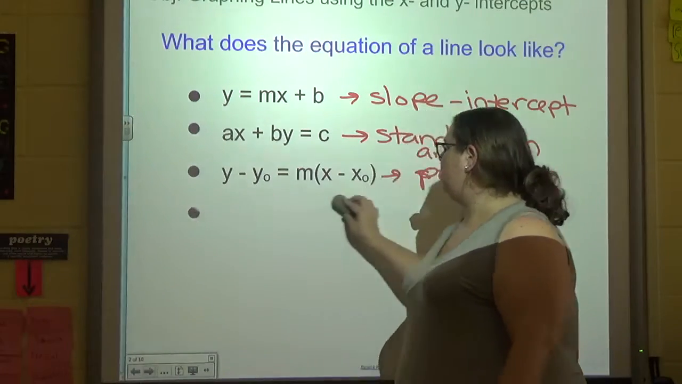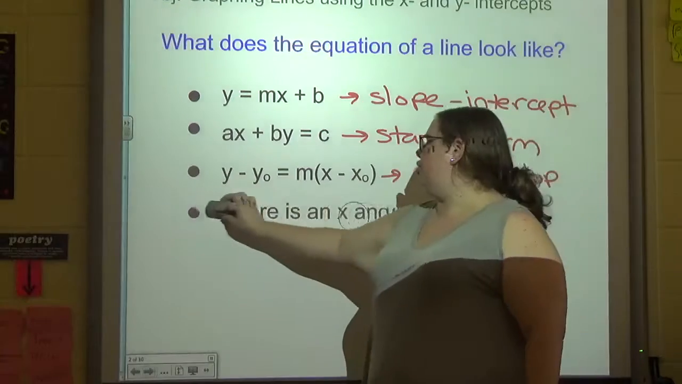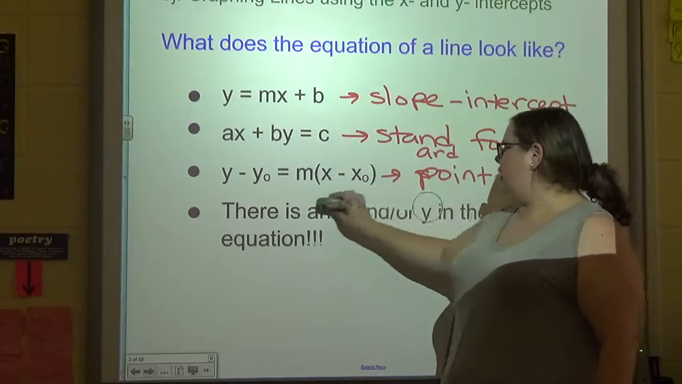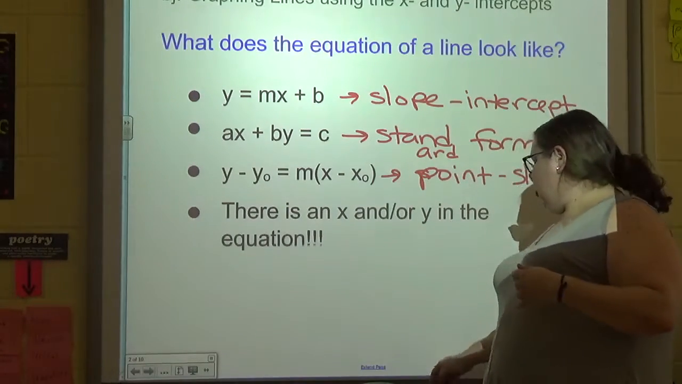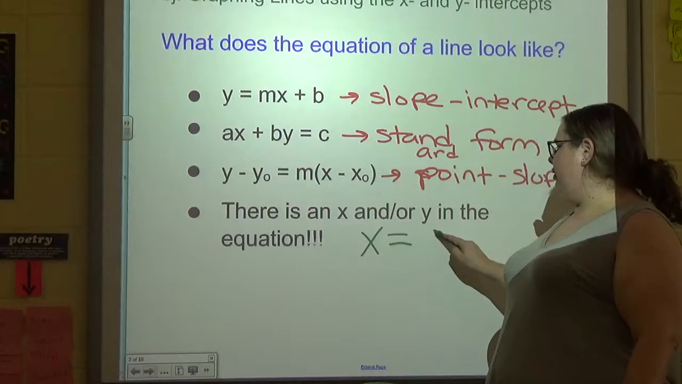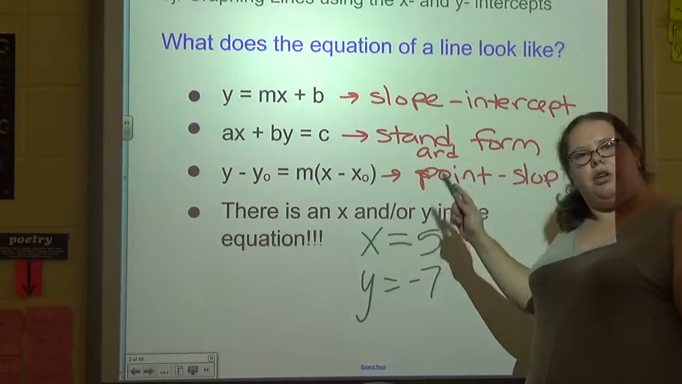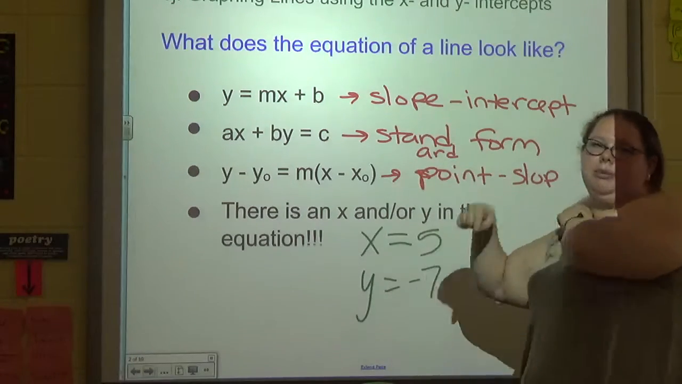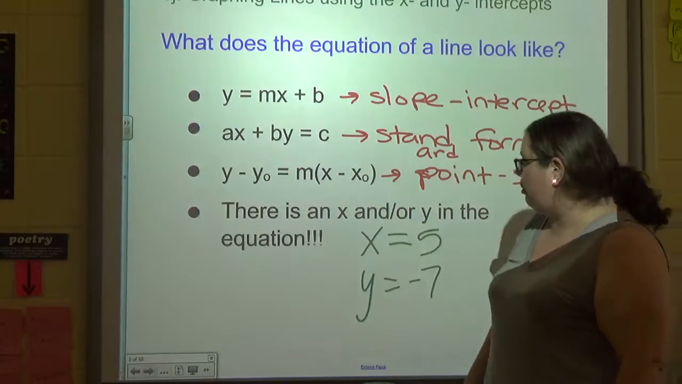And the last one is your x equals, okay, so this is just your general idea. There's an x and or a y in the equation, so like x equals 5 or y equals -7. Either one of those. Those are also lines. Okay. So lines have different forms depending on how the x and y are moved around.